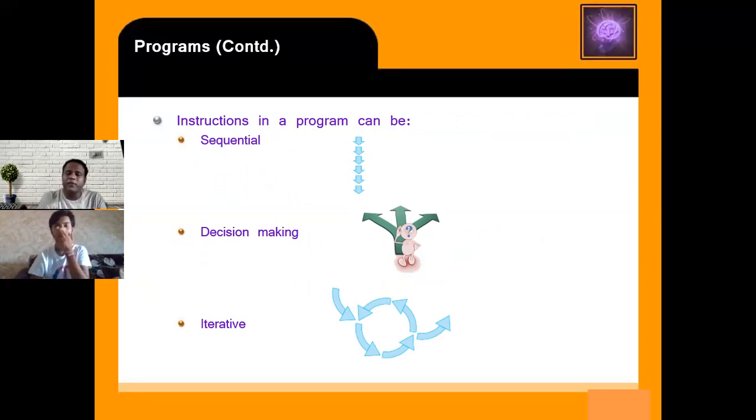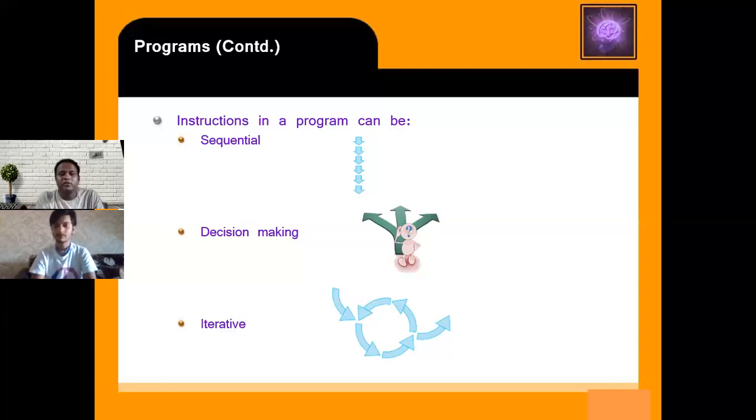Like sometimes if you want to delete your photo, it asks you whether you want to delete, yes or no? If it is yes, then it is deleted. If you say no, then it is not deleted. So every programming language contains decision making. When you make a decision-making process, it gives you more flexibility in working on the program, and it makes the program more user-friendly.